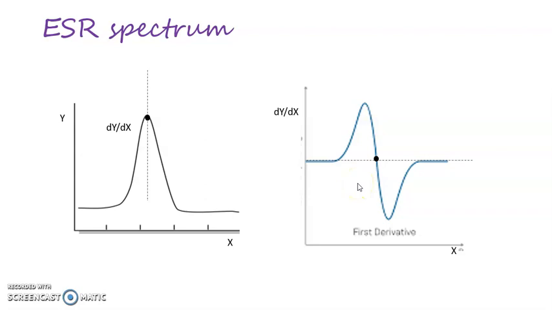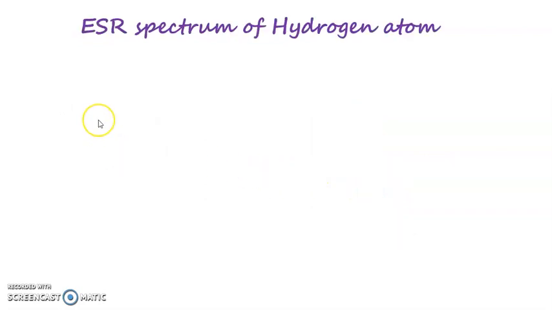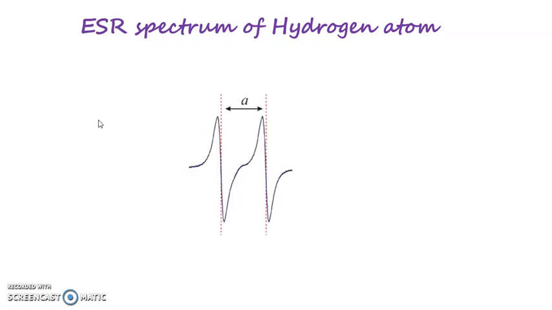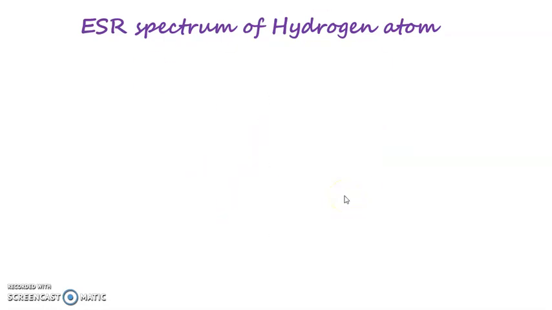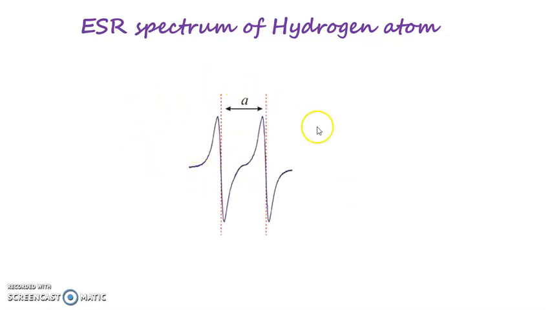Next, we are interpreting the ESR spectrum of the hydrogen atom. We know that the ESR spectrum of the hydrogen atom must be simple as it contains only one electron, and we would expect only one ESR line, but experimental studies show two equally spaced lines in the ESR spectrum of hydrogen atoms. How did this happen?